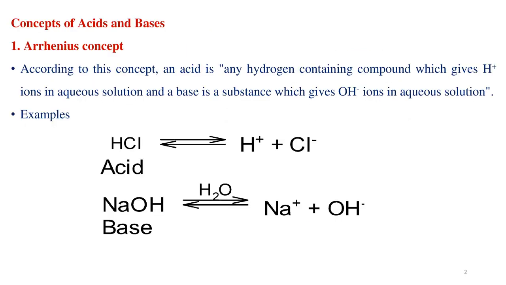Consider this equation. HCl, which is an acid, undergoes equilibrium dissociation to give H+ and Cl- ions. Similarly, sodium hydroxide, which is a base, undergoes dissociation to give Na+ and OH- ions.